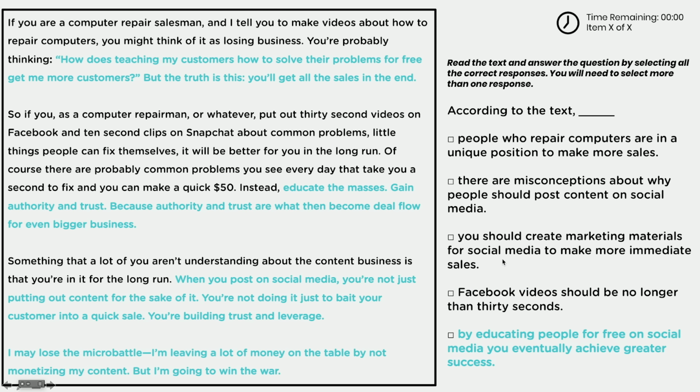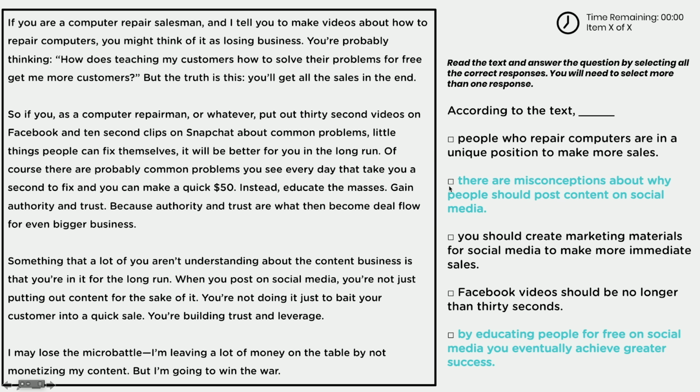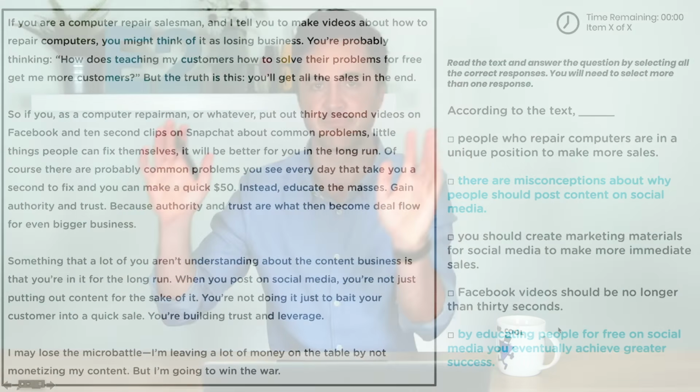Okay, this one says, by educating people for free on social media, you eventually achieve greater success. That is what the whole text is really about. So in the end, what I have chosen here is B and E as the correct answer options there. Cool. How did you go with that one?